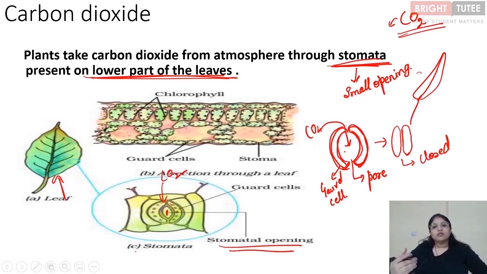From where does this oxygen come? We will study that later in this session. For now, it's important to remember that carbon dioxide goes into the leaf through a pore called the stomata, which is guarded by the guard cells.